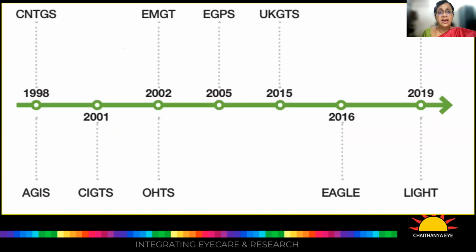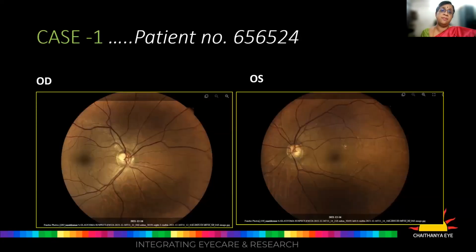We know that clinical care should always be guided by evidence. And that is why in this slide I have depicted all the landmark major RCTs: the OHTS, the Normal Tension Glaucoma Study, the Early Manifest Glaucoma Trial, the UK Glaucoma Treatment Study, and then later the EAGLE and the LiGHT trials, and ZAP trials, with the years of publication of results.